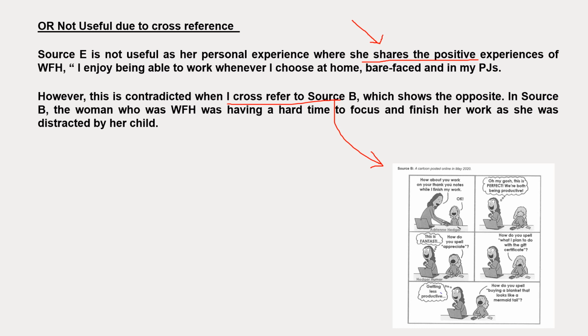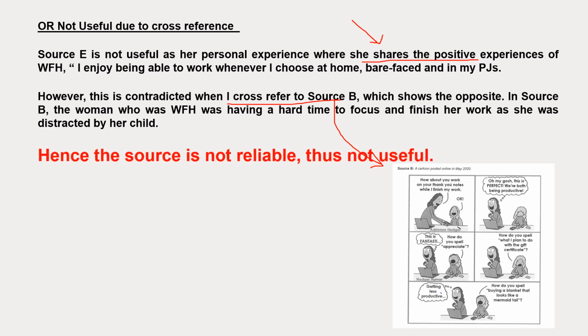Now remember, every time if I were to cross-reference, you must make sure that when you cross-reference, there is a reliability statement that you need. There is, I repeat, a reliability statement that you need. You must have this. Without this reliability statement, because you have cross-reference, your marks may be reduced, and it is an incomplete answer. So I hope you are very, very careful of that.